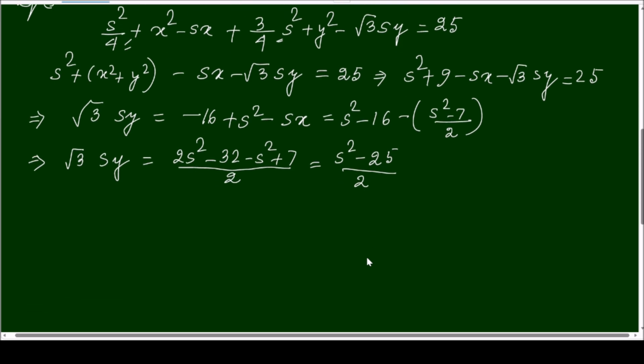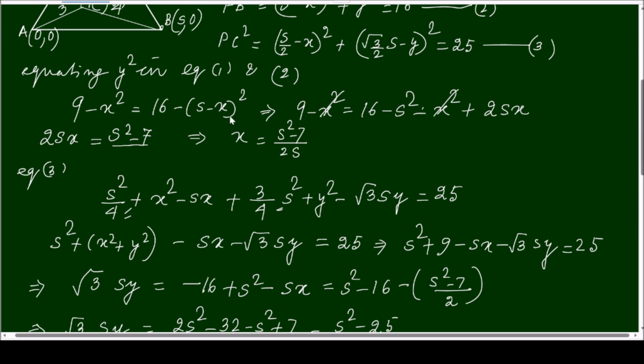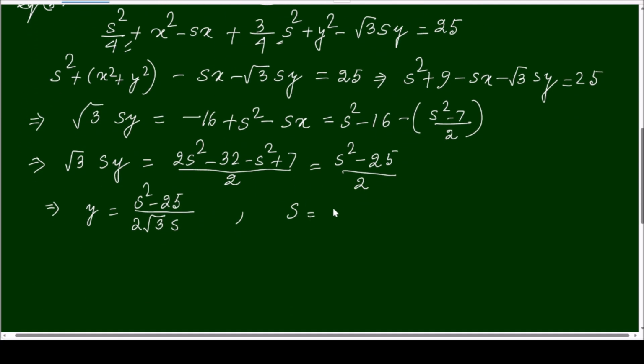From here, I'll separate y. So y equals (s square minus 25) over twice root 3 s. So we got x, we got y. x was, let me write it again, x was (s square minus 7) by 2s. I'm sorry, this is not s, this is x.